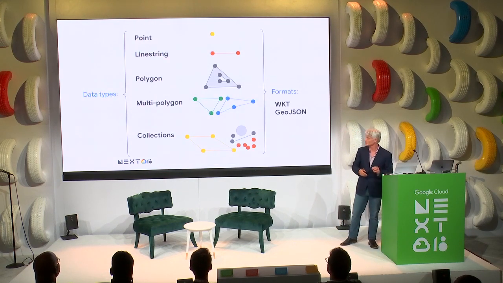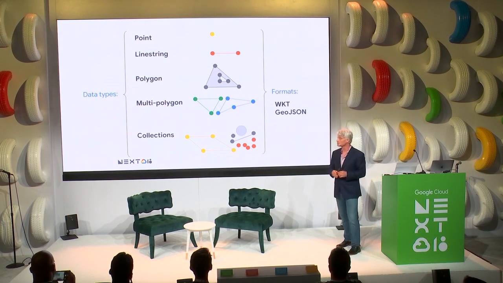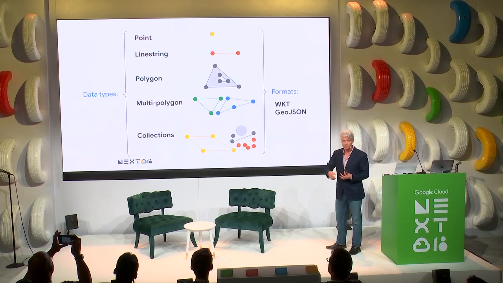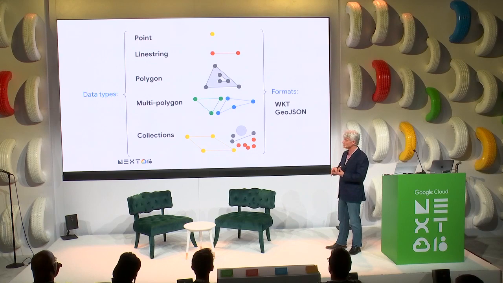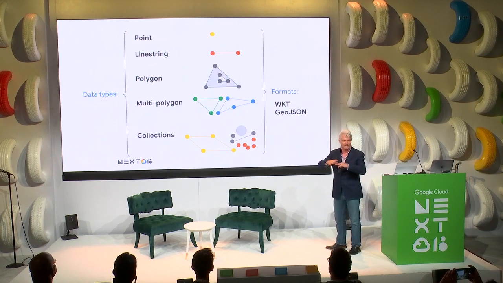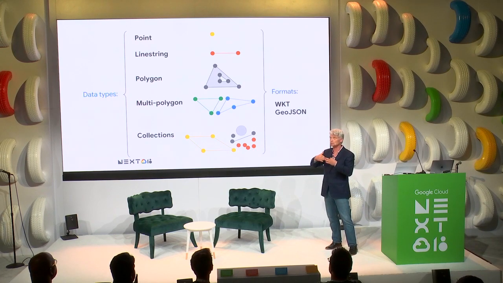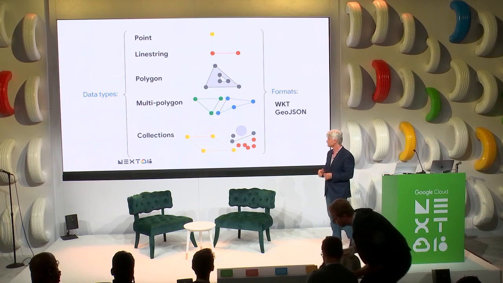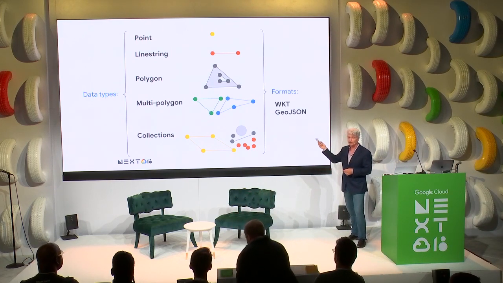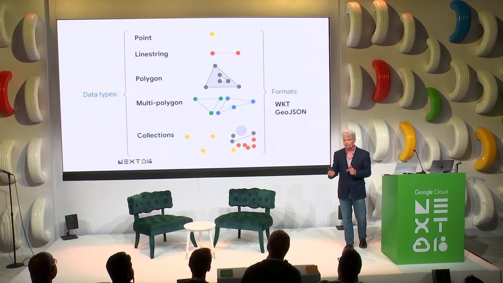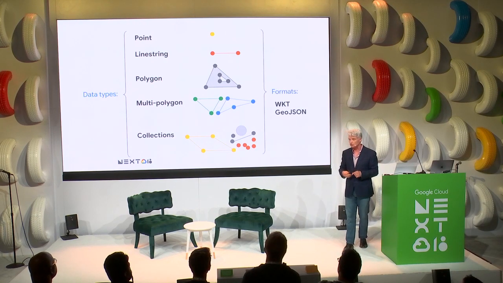Here's a list of the data types that we're supporting. So points, line strings, polygons, polygons with voids in them, multi-polygons, and then a collection is one, any number, or any combination of all of these above. The formats we're supporting right now are well-known text and GeoJSON. We'll be adding support for ingesting shapefiles natively really soon.